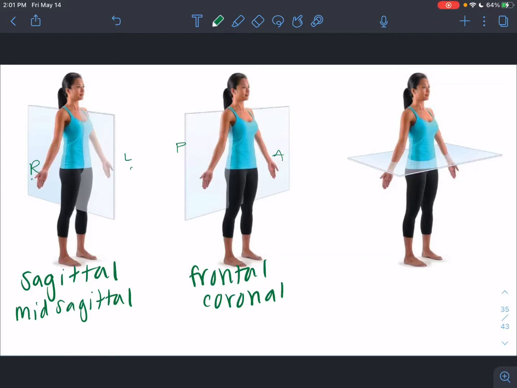And the last one, dividing the body into a superior and inferior, a top and a bottom, kind of parallel with the ground, right? This would be a transverse or horizontal. Okay, so sagittal, right and left, frontal, anterior, posterior, transverse, superior, and inferior. So make sure you can look at this picture and name all the different planes.